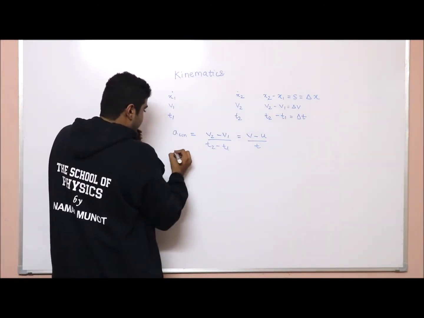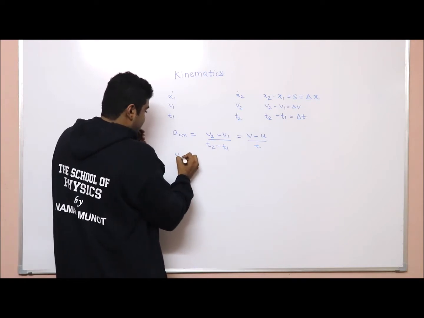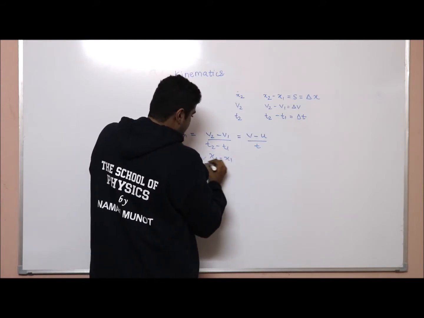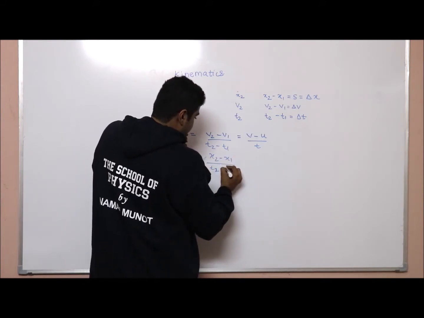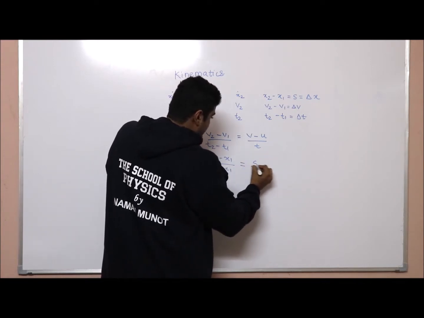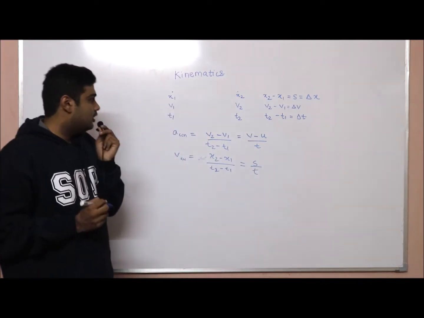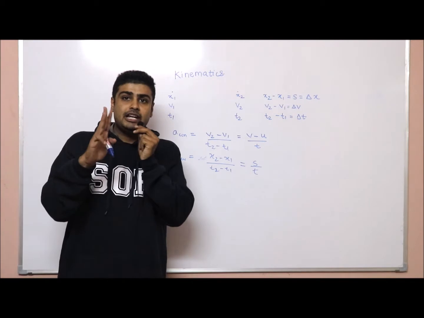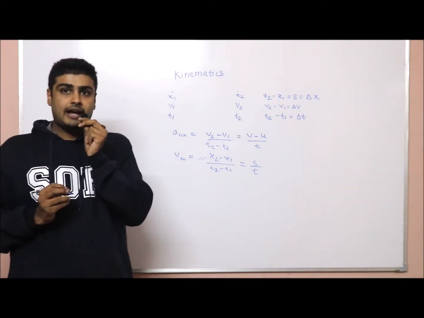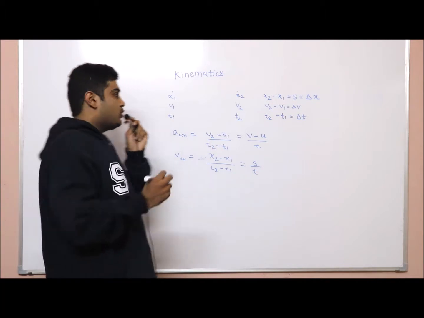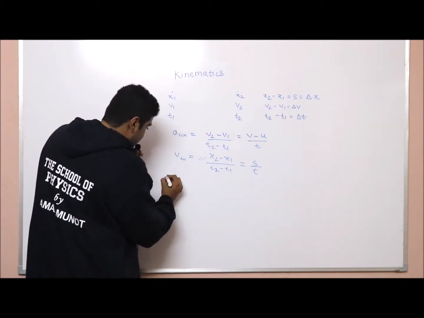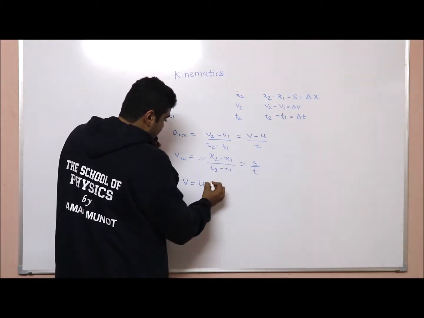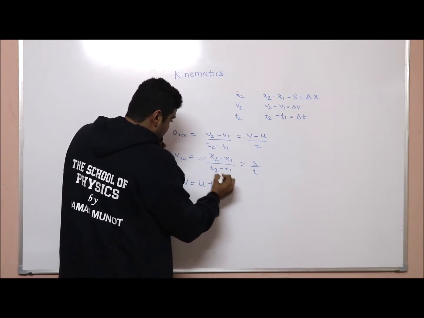Now, average velocity can be written as x2 minus x1 upon t2 minus t1, which can be written as s upon t. Right. Now whenever we have constant acceleration, we have 3 equations of motion, which we follow. Equation number 1 is v, final velocity, is equal to initial velocity plus acceleration into time.